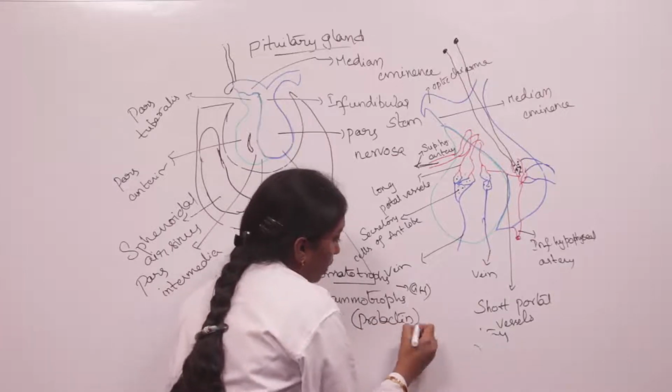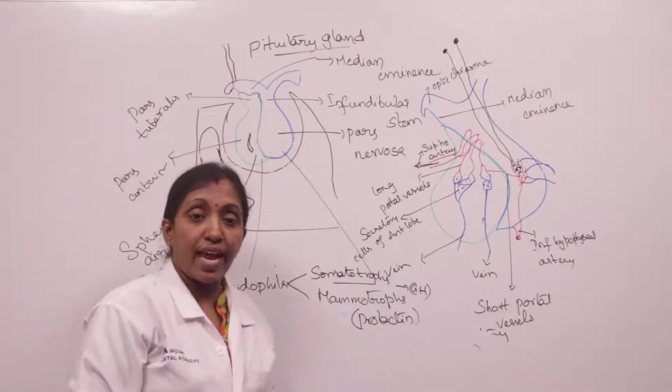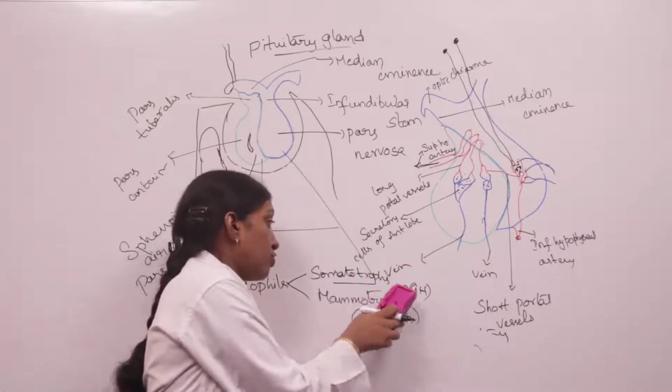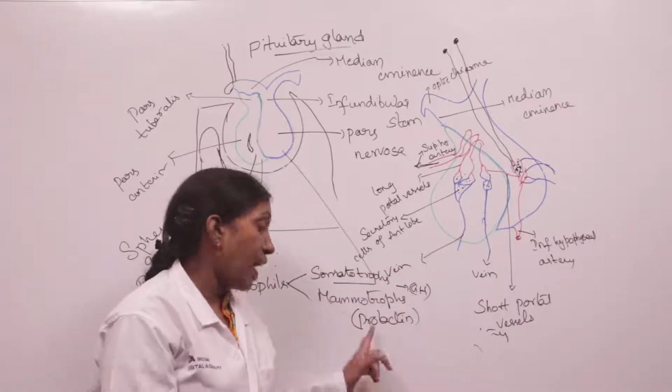The growth hormone, we know, helps in the growth of the bones. These somatotrophs secrete growth hormone, and the mammotrophs secrete prolactin hormone.